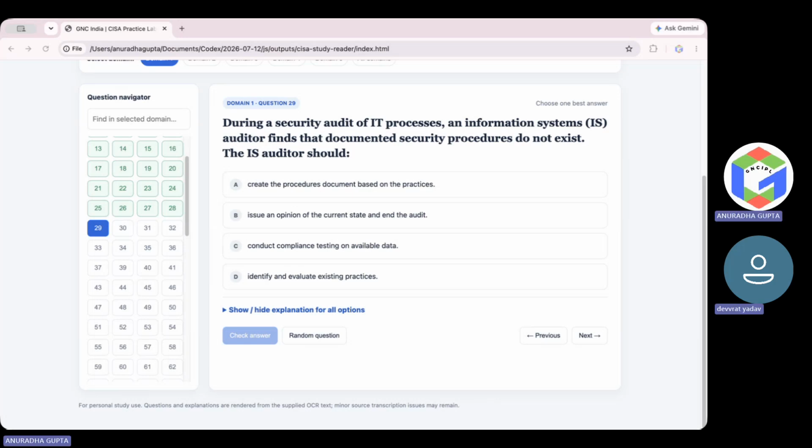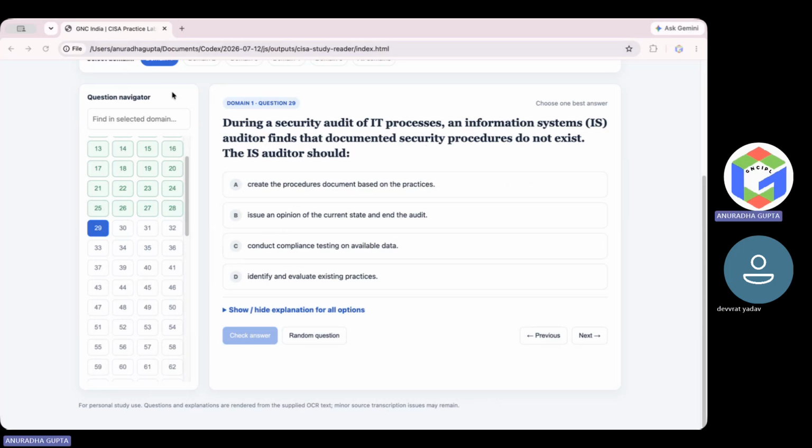First, it is saying procedures do not exist. So, as an auditor, we have to identify what we can recommend to them, what policies, sorry, procedures they should make. So, first we have to identify and evaluate the existing practices. That's why D.